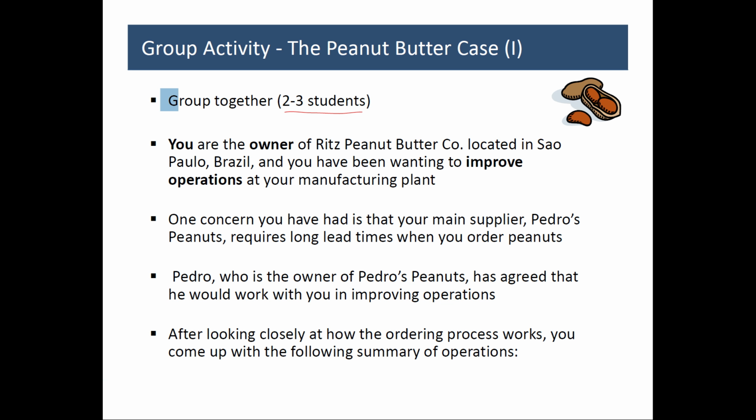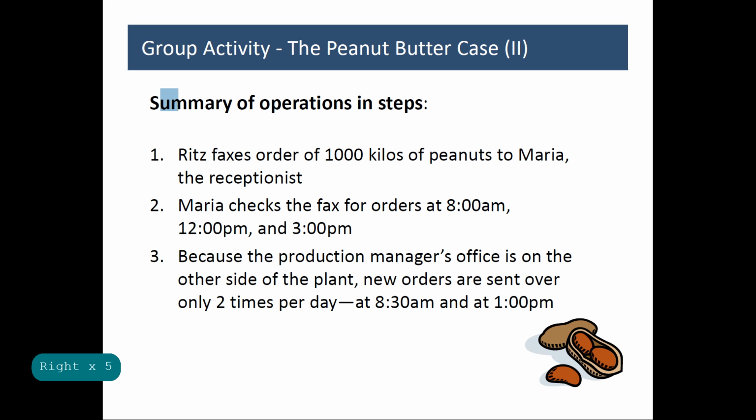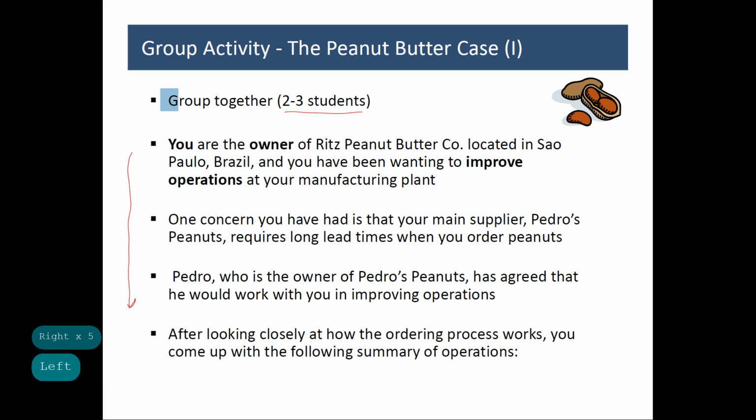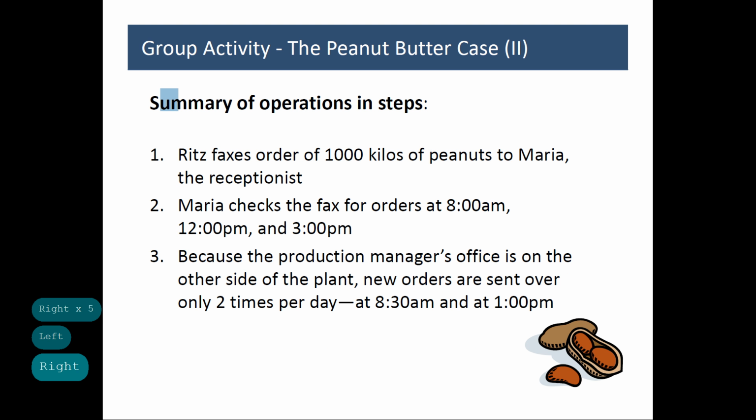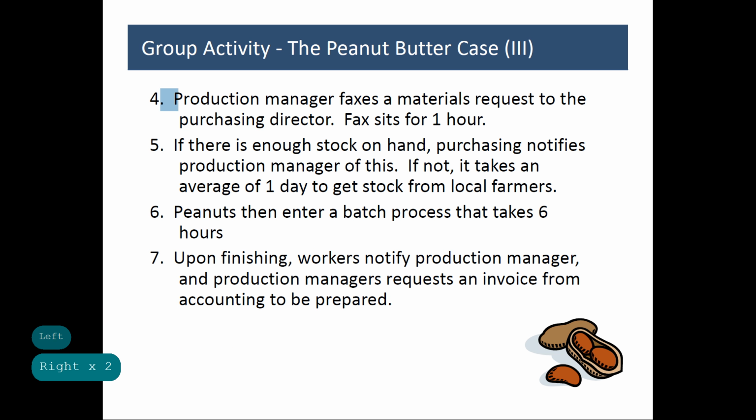And here you are given instructions of the case that you should analyze and make a value stream map together. So this is the summary of the operations and the steps. This is the kind of setting of the case study. And this is then the summary of operations. And this goes on, but we will see this also later in the day.